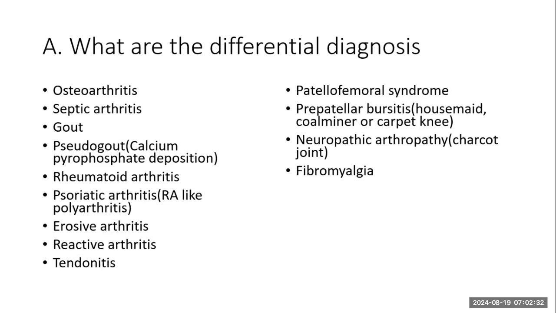You can also have patellofemoral syndrome, in which there is an imbalance in the anterior movements of the knee joint, and the patient can present with pain. You can also have prepatellar bursitis, where the bursa between the patella and the patellar tendon is inflamed, otherwise called housemaid's knee, Clergyman's knee, or carpet knee. Also, in people that have neuropathic arthropathy, which is called Charcot joint, maybe from diabetes mellitus, syphilis, or leprosy, you can also present with something that looks like osteoarthritis, and it's a good differential in this patient.